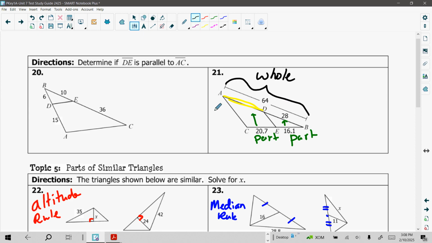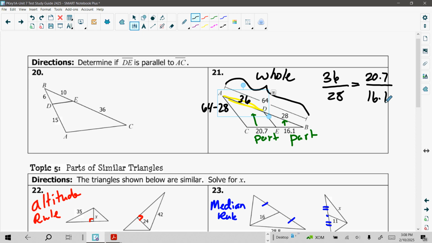I'm going to write it over to the side. 64 minus the 28, well, that would give me 36. Okay, so now I can do part to part. This 36 is to, if I want to keep on the same side, which is 28, so this is both on this part AB, would equal to the 20.7 over 16.1.